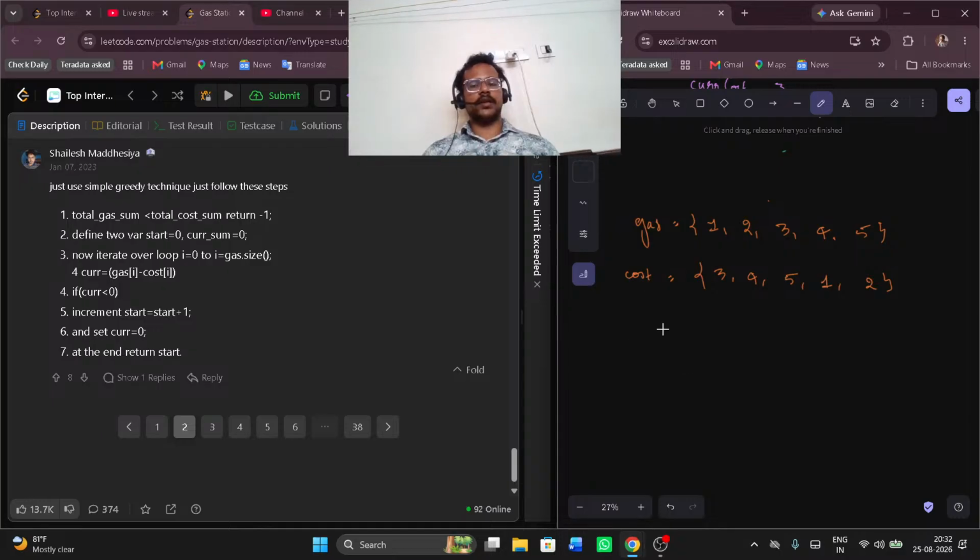Okay, total gas sum is 0, total cost sum is 0. Now I have two variables, start is equal to 0 and current is also equal to 0. Now I iterate over the loop, i is equal to 0, where current is equal to gas of i minus cost of i. 1 minus 3 is minus 2. The current is less than 0, so I'll just increment start to 1. So I'm just thinking like this, I cannot have it as a starting index, so I'm just going to the next index and initializing it to the start.